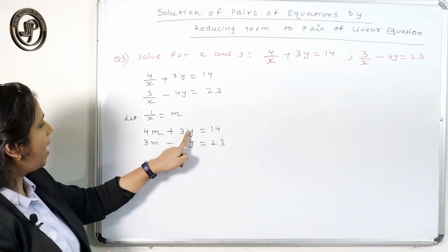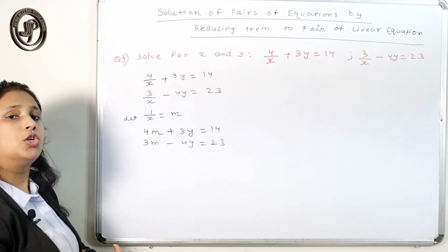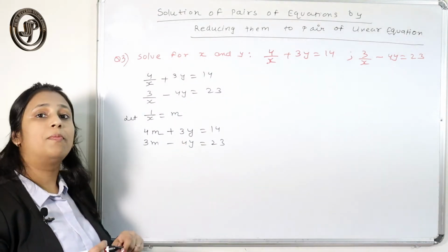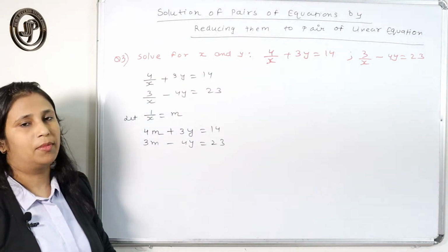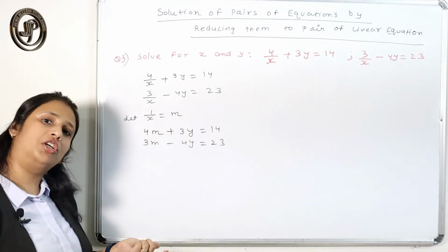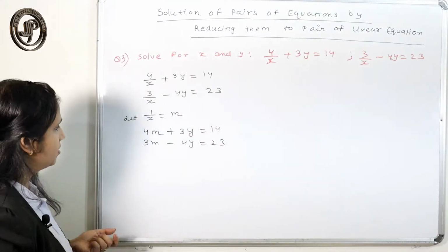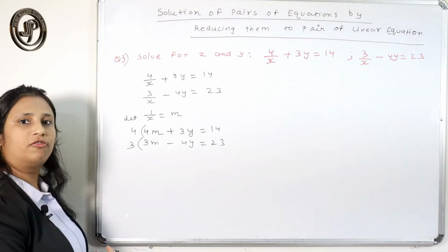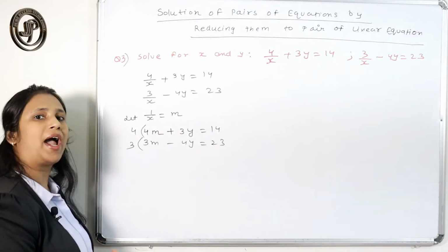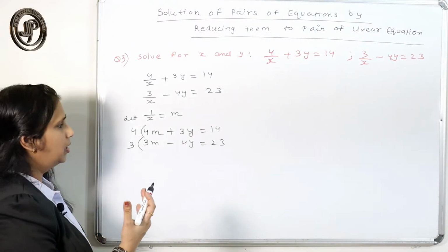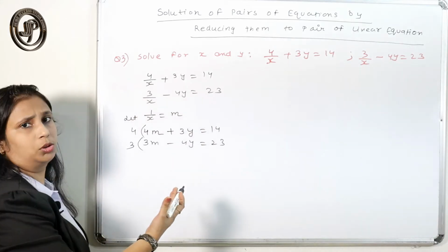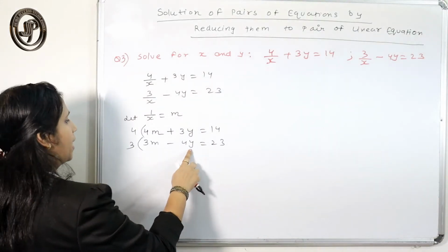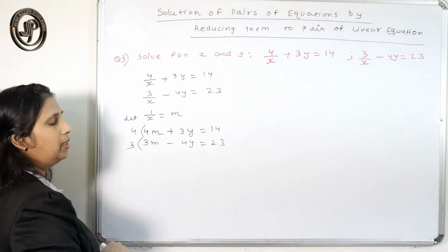Since they already have opposite signs, I am going to eliminate y. So I am going to make the coefficient of y the same. You can even make the coefficient of m the same; that is up to you. I am going to eliminate y, because you should know that we can do it either way, whether I eliminate x or I eliminate y.